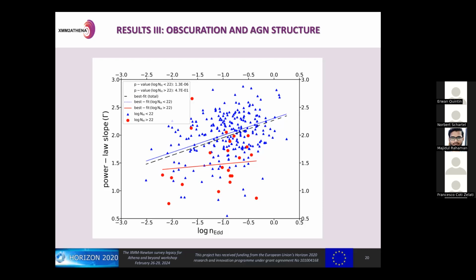We also repeated this exercise using the lambda parameter, the specific black hole accretion rate. This gave us the advantage that we also included type 2 sources, since black hole masses are not necessary for lambda. We also increased the sample that we could use for this exercise. And again, we found very similar results regarding the gamma and the specific black hole accretion rate, similarly to what we found here.